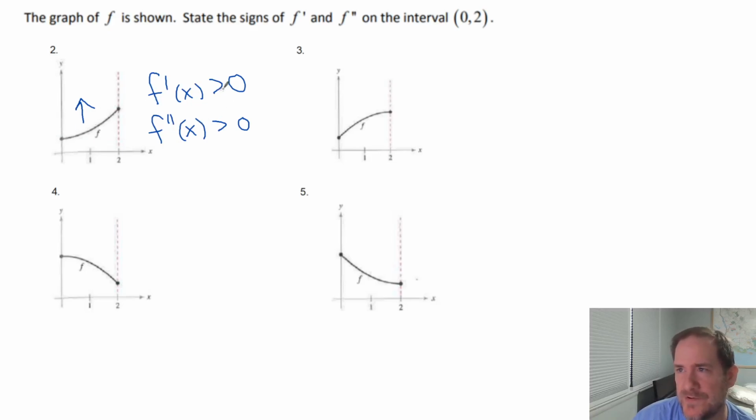Since this guy increases, we've got a positive first derivative. Since it's concave up, we have a positive second derivative. And now that I've done that example, I assume the rest are kind of a piece of cake.